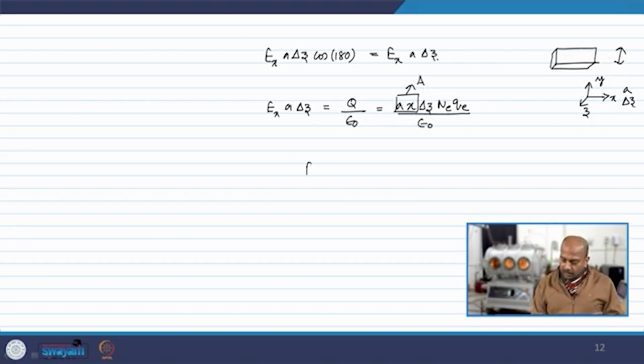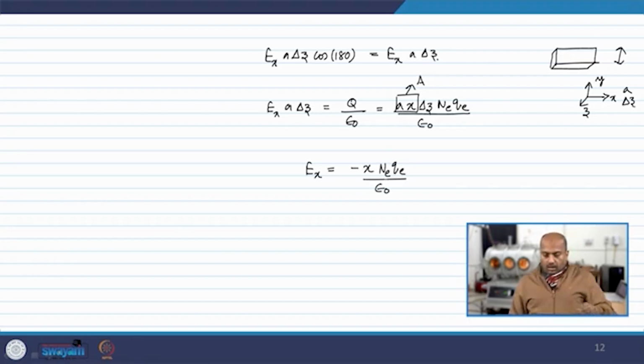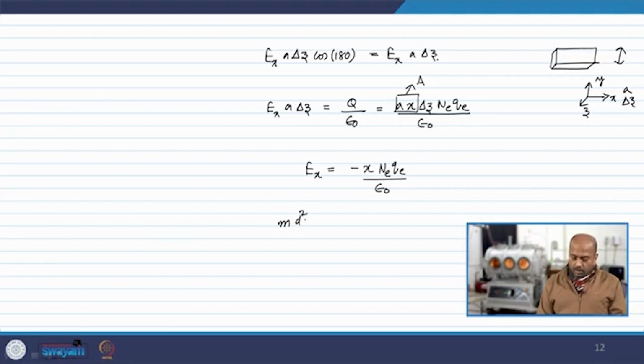Now, we can write Ex, the electric field magnitude, as minus x times Ne Qe divided by epsilon naught. Now, we can use this in the force equation, which is m d square x by dt square is equal to minus Qe times x Ne Qe by epsilon naught.